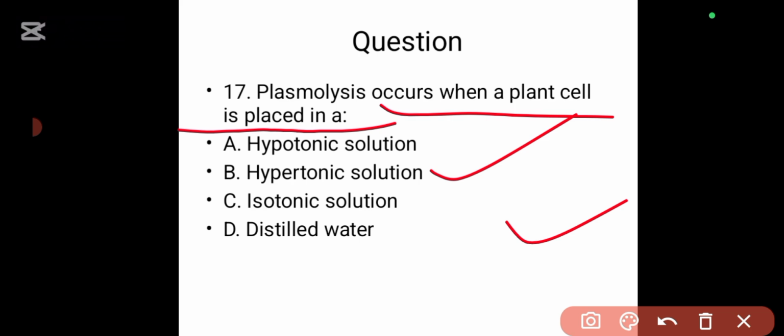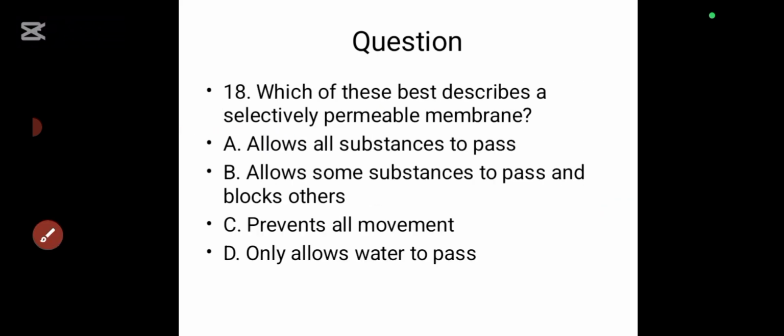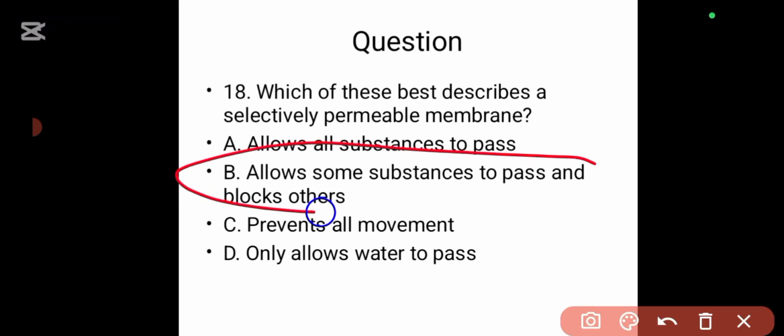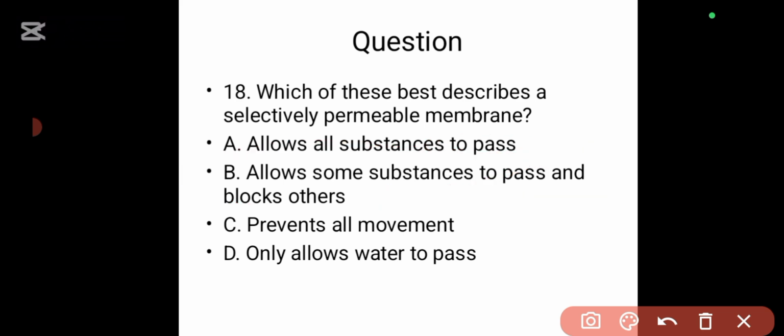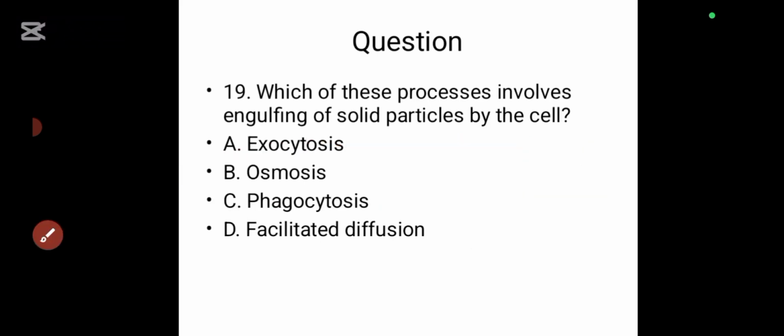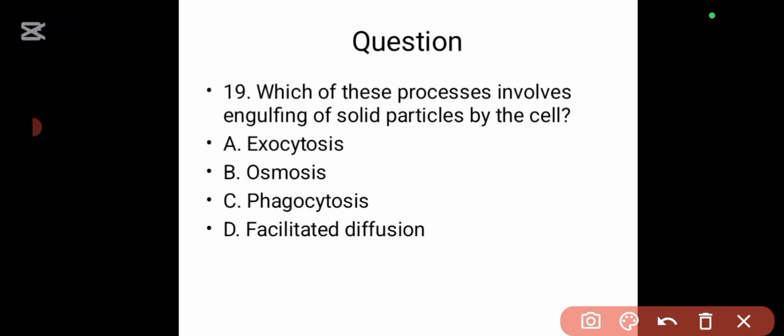To lose water. Then, number 18, which of these best describes a selectively permeable membrane? Allows some substances to pass and blocks others. That's the answer. Not all substances. Okay. Then, which of these processes involves engulfing of solid particles by the cell? That's engulfing. That's phagocytosis. That's the answer.